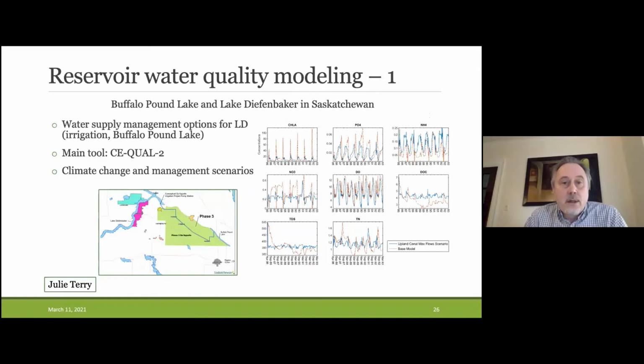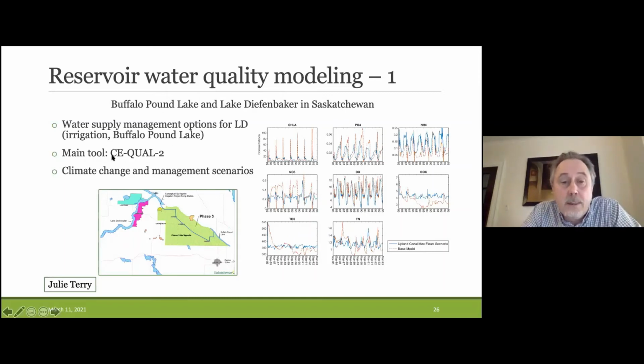So one project on reservoir water quality modeling is by Julie, and she works on Buffalo Pound Lake and Lake Diefenbaker in Saskatchewan. Her work is closely tied to water supply management options being considered for Lake Diefenbaker, particularly to augment water availability for irrigation, but also the water that can then be transferred from Lake Diefenbaker, here, to Buffalo Pound down here, this very long reservoir that also supplies drinking water to the city of Regina.